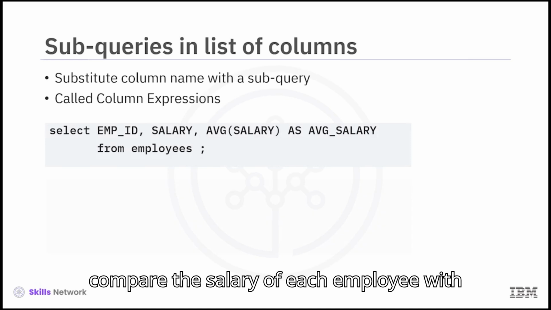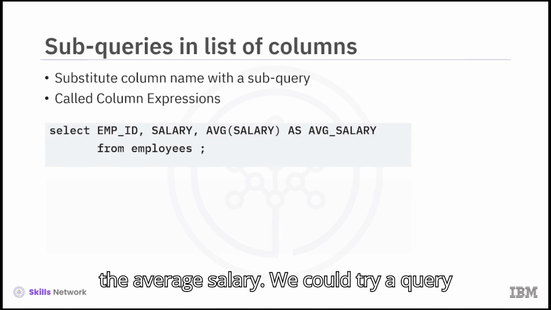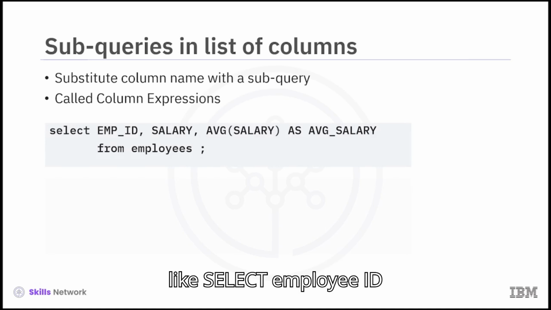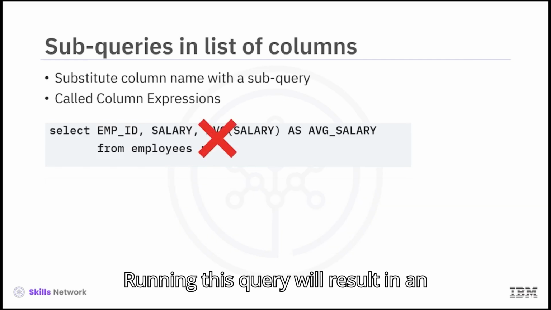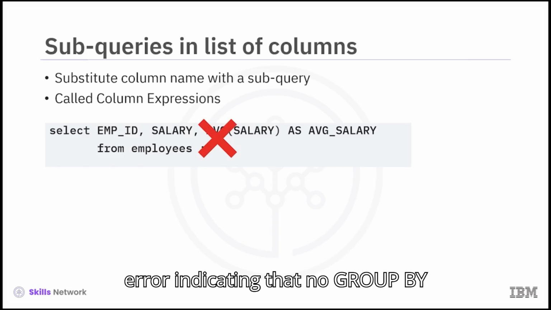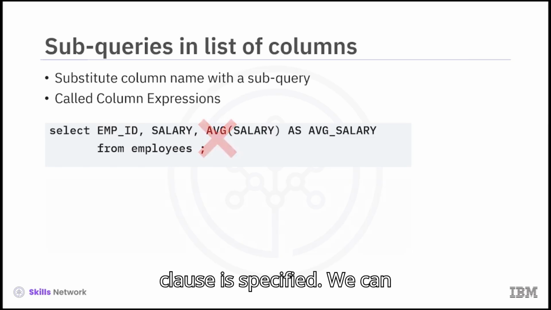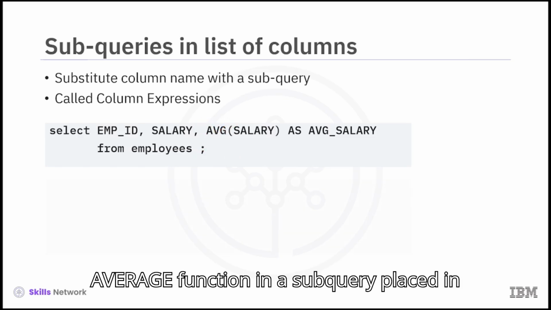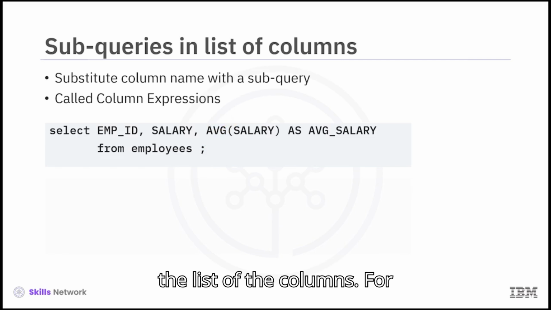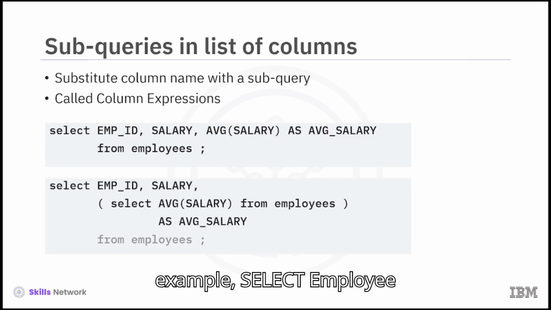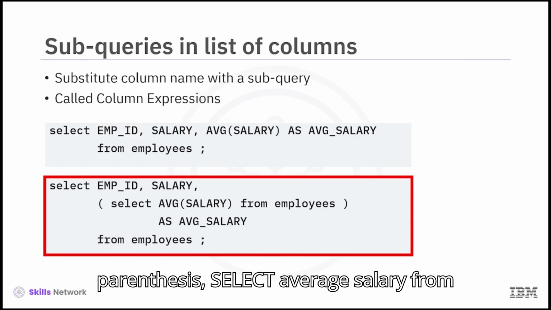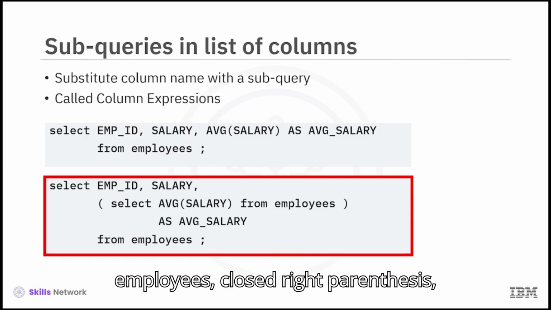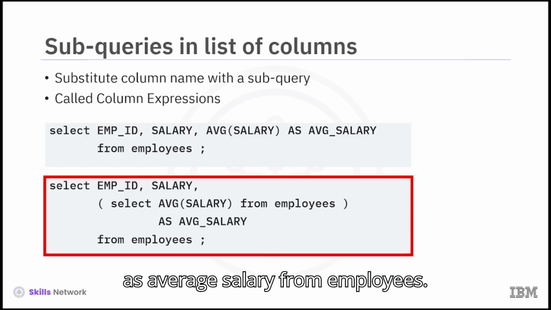Say we wanted to compare the salary of each employee with the average salary. We could try a query like select employee ID, salary, average salary as average salary from employees. Running this query will result in an error indicating that no group by clause is specified. We can circumvent this error by using the average function in a subquery placed in the list of the columns. For example, select employee ID, salary, open parenthesis, select average salary from employees, close parenthesis, as average salary from employees.